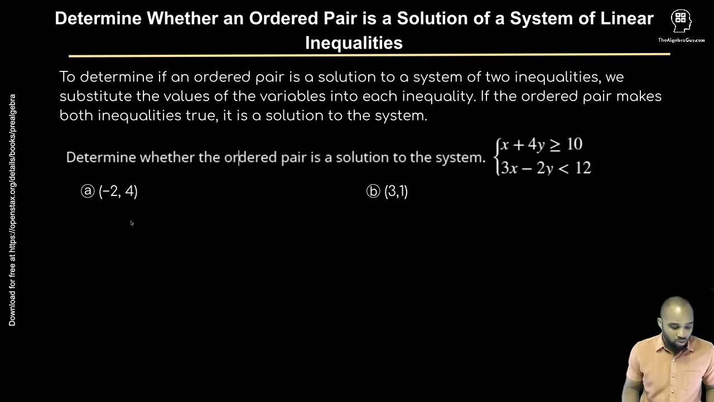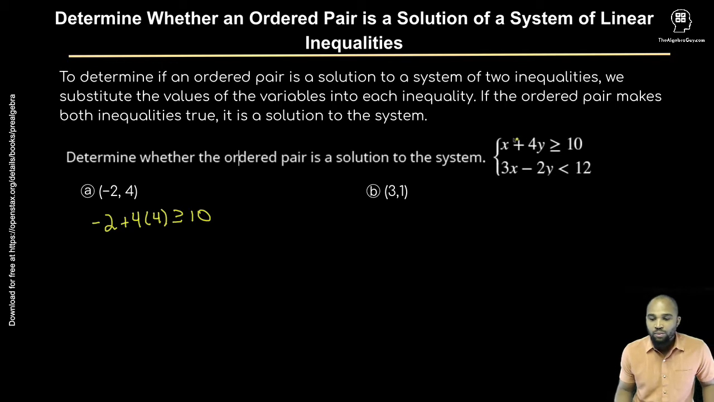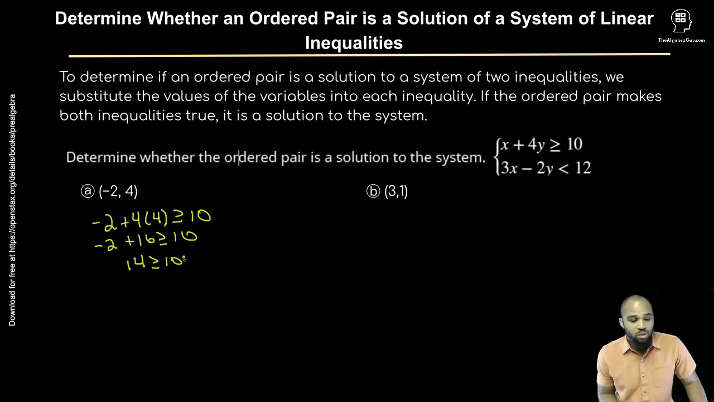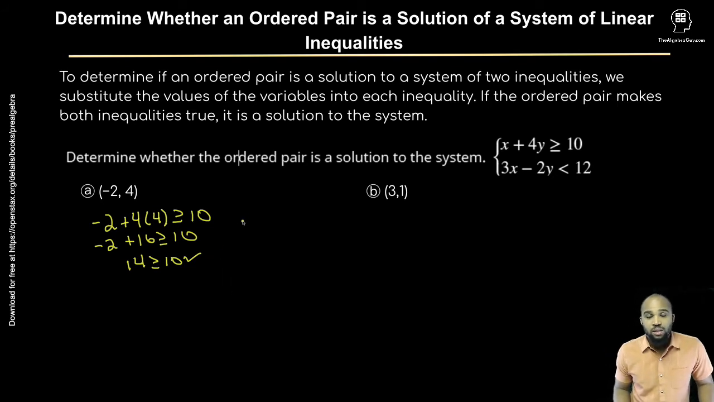I'm going to start with (-2, 4), plugging in -2 for my x and 4 for my y: is -2 plus 4 times 4 greater than or equal to 10? If you missed that, all I did was take this x and y and plug in these two. Let's see if this is true. -2 plus 16 is greater than or equal to 10. -2 plus 16 is 14, greater than or equal to 10. Now we just ask ourselves, is that true? And this is true. But we're not done, because it's a system we're dealing with, so we need to make sure both inequalities are true.